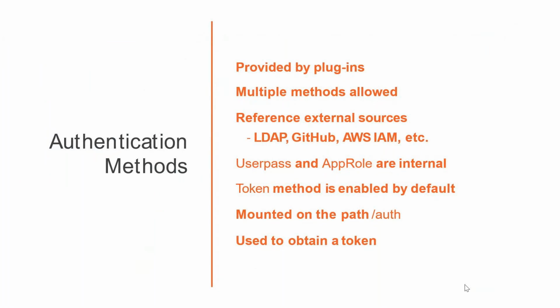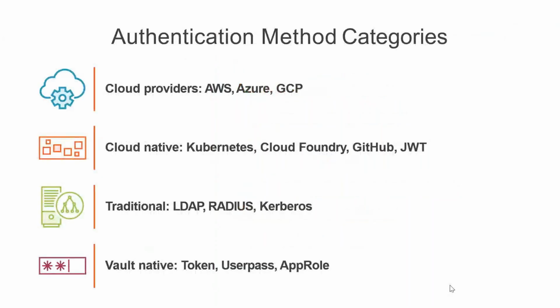Token method is enabled by default, which I showed you just now. And remember that because it's API based, everything is accessible on the path. I repeat, Vault supports the API based one. For everything you have a path used to obtain a token. Some of the authentication method categories include AWS, Azure, GCP, Kubernetes, Cloud Foundry, GitHub, LDAP, RADIUS, Kerberos, Token, User Pass, App Role.